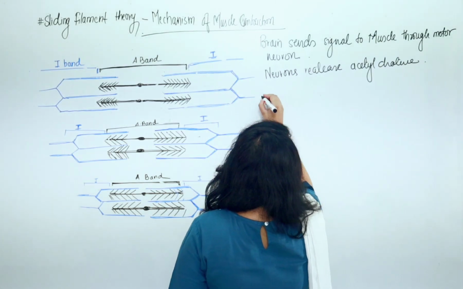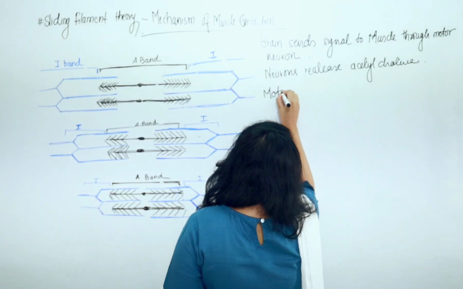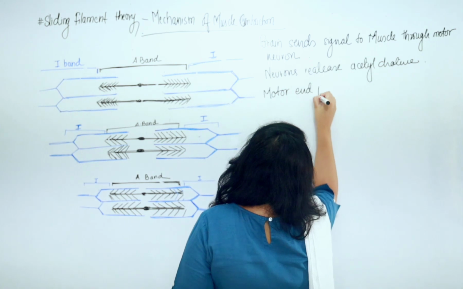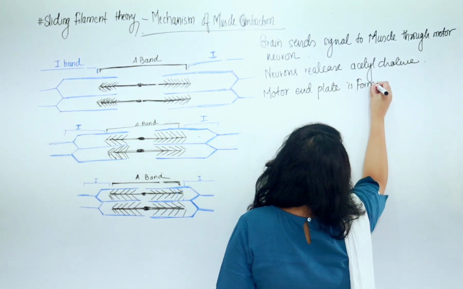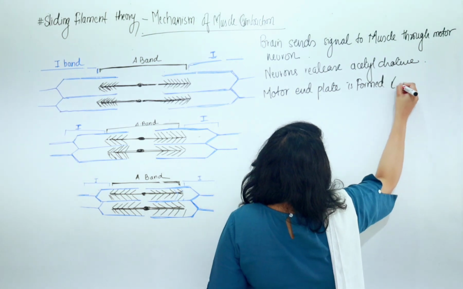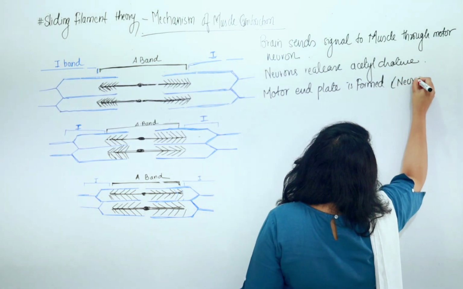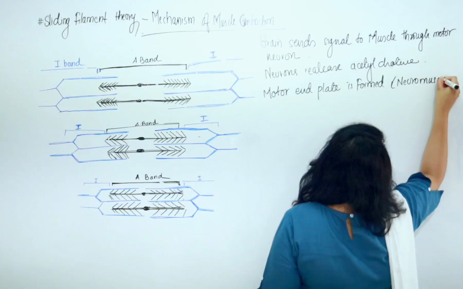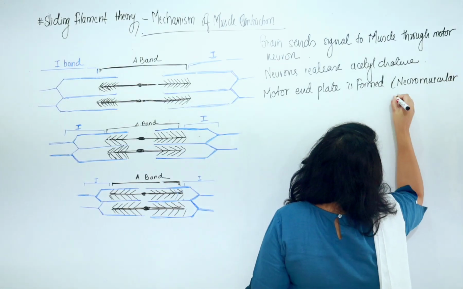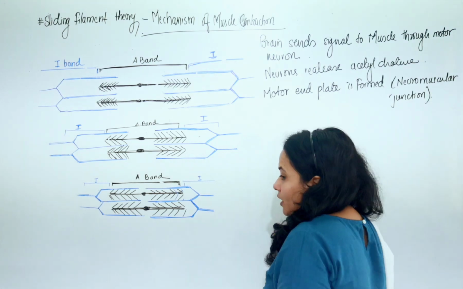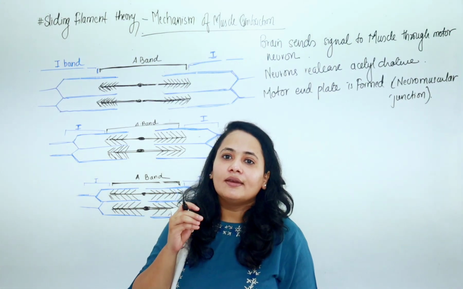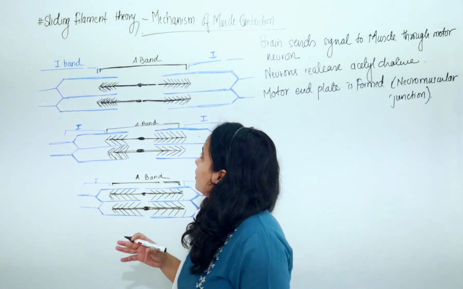So after this you can say that the motor end plate is formed. This motor end plate is also called the neuromuscular junction. In short, it is known as the NM junction.